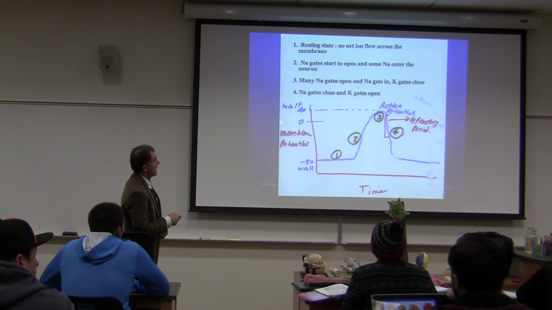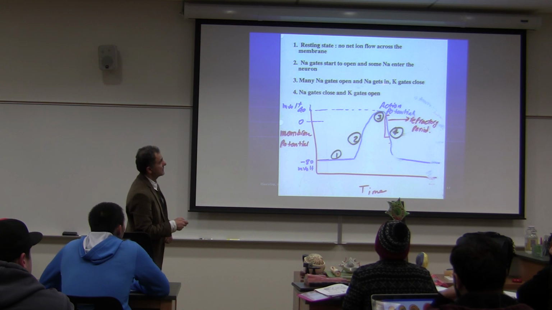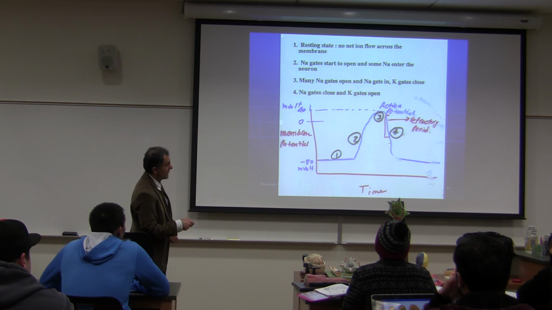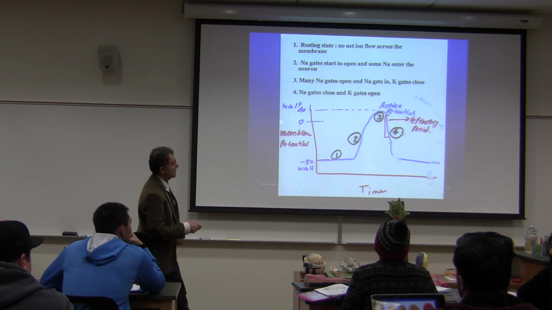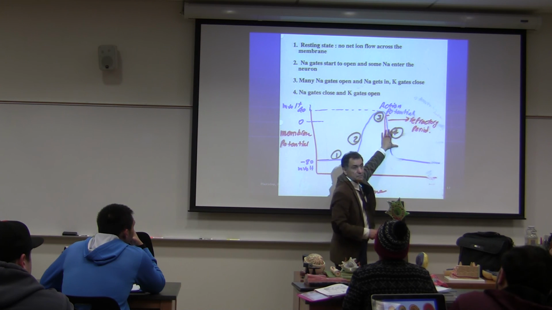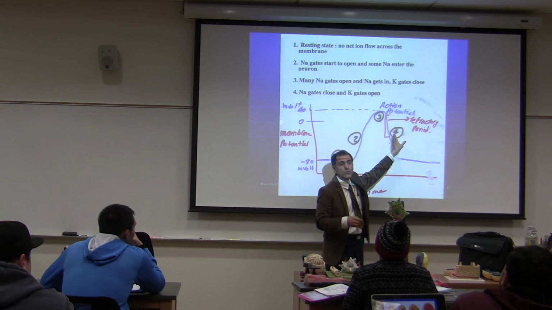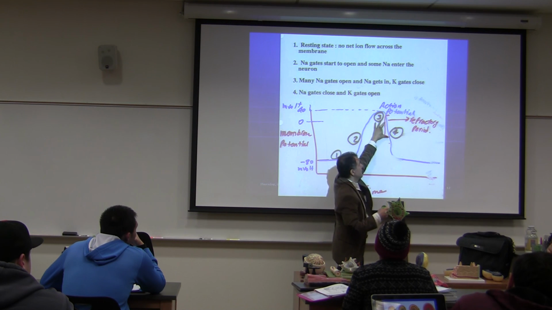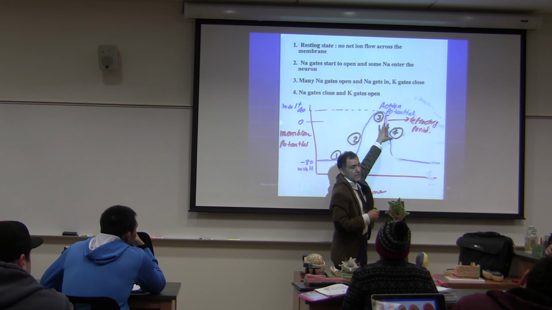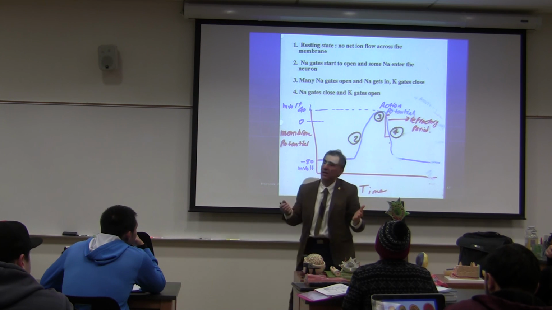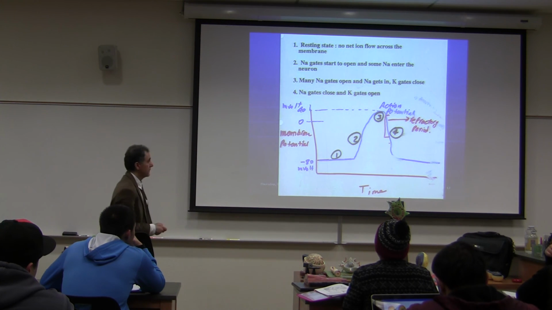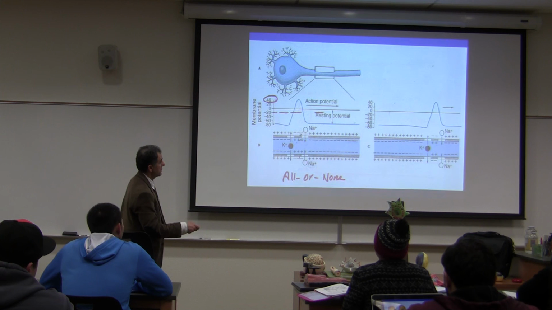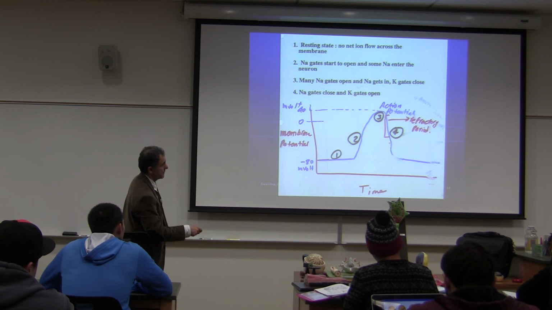Then you have many sodium gates open up and sodium gets in, and potassium gates close. This is about the time that sodium gates close and potassium gates open up. Number 4 is called the refractory period. We call it the absolute refractory period. No matter how strongly you stimulate a neuron, that neuron cannot be stimulated anymore. The time is about 3 to 4 milliseconds from here to here.